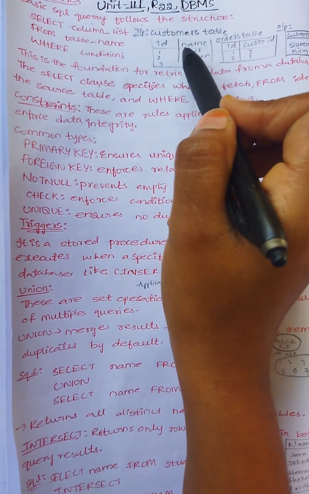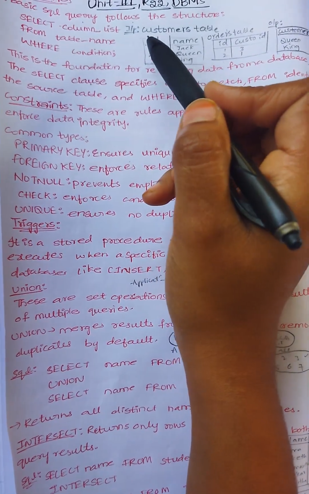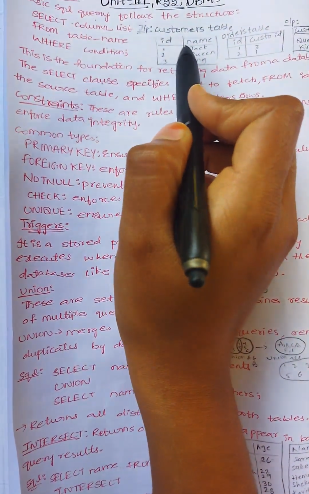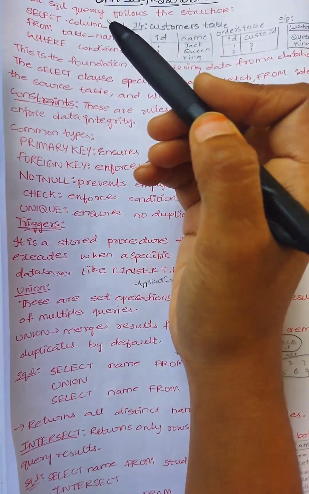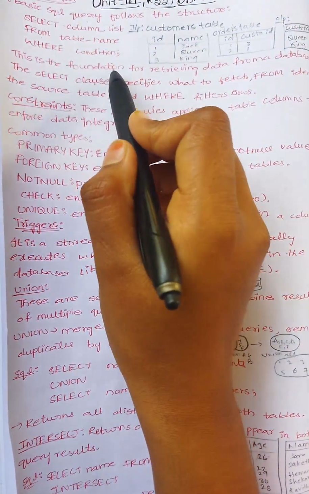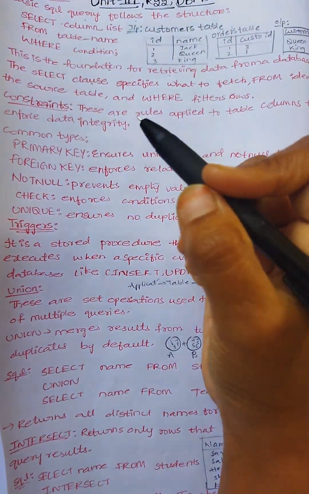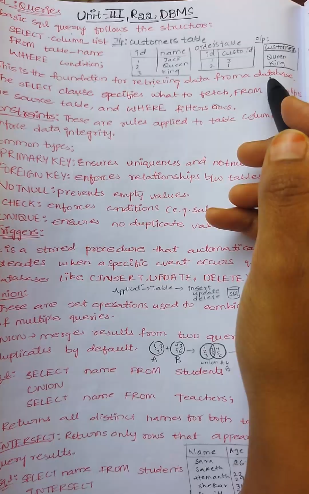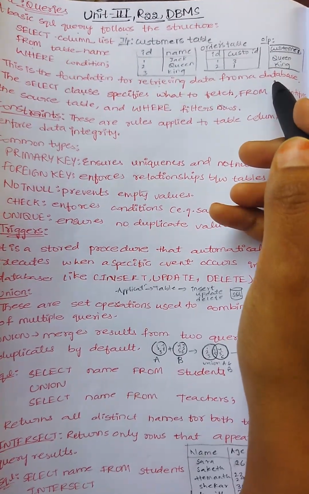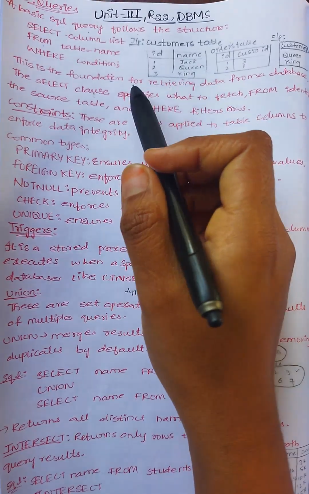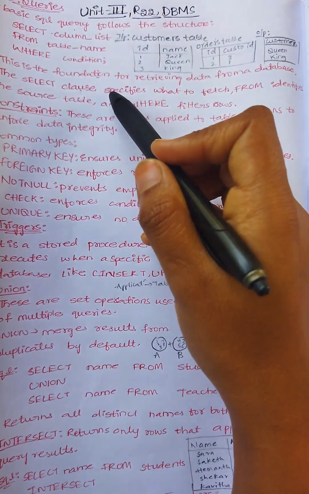We need to select which column we are going to search, FROM table name, WHERE condition, where we need to check like this by writing the code. This is the foundation for retrieving or taking data from the database. It is the storage area where the information is stored. The SELECT clause is the clause for selecting columns, like that, then the table name.